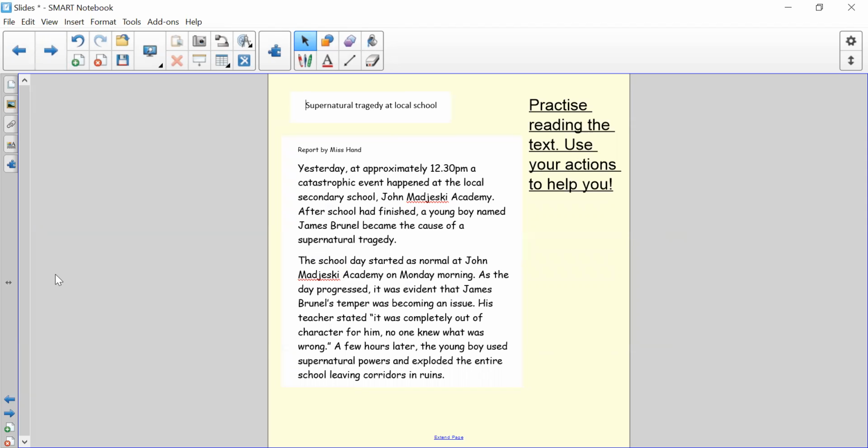So again, similar to yesterday and the day before, practice reading the text and use your actions to help you. Maybe today you could read a line and somebody at home or at school could read another line back to you and you can read it together as partners. So remember to pause the video at any point if I'm moving too quickly for you and go at your own pace.